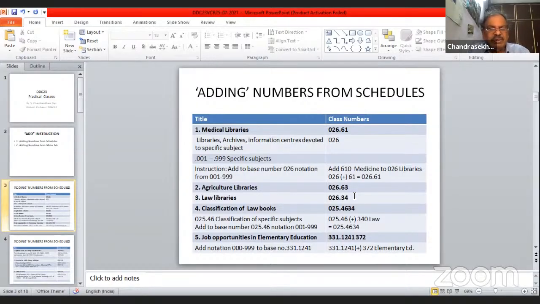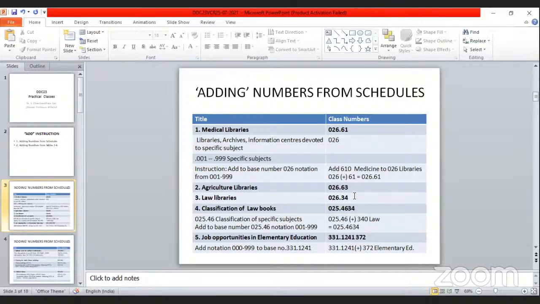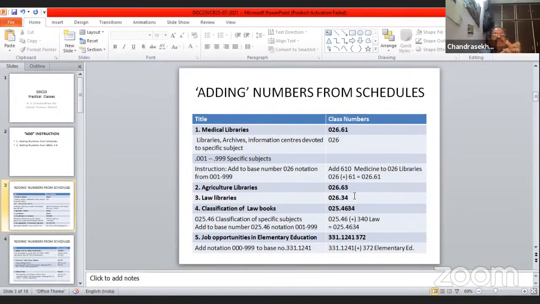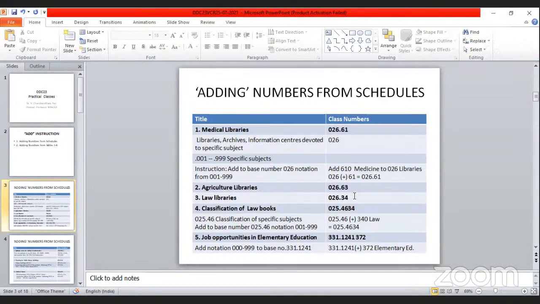So 372 is elementary education, primary education. Americans call it primary education; we call it elementary education, elementary schools. Elementary schools are primary schools. Both are the same.